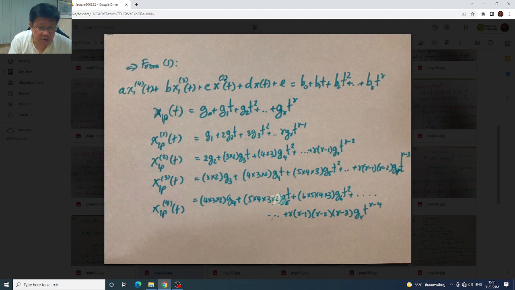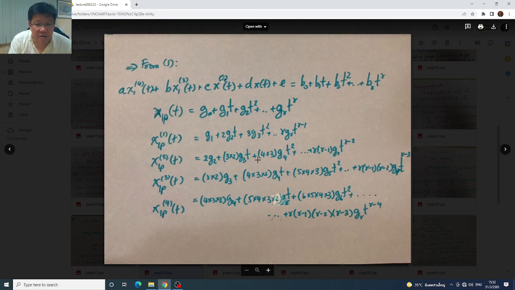This one is just 1, 2, 3, 4 up to r. This one is 1 times 2, and this one 2 times 3, 3 times 4, and this r times r minus 1. This one 1, 2 becomes 2 times 3, this one 2 times 3 becomes 2 times 3 times 4, 3 times 4 becomes 3 times 4 times 5, up to r times r minus 1 times r minus 2, with the order reduced by 1 for the highest order. And g3 becomes g4 because g3 is a constant with no t multiplied. So when you find the derivative, this term vanishes, but this one becomes t, 3 becomes 1 once you find the derivative.